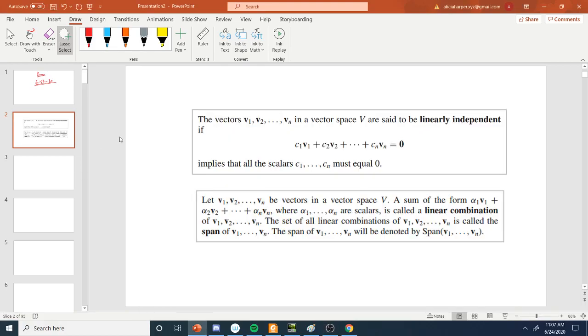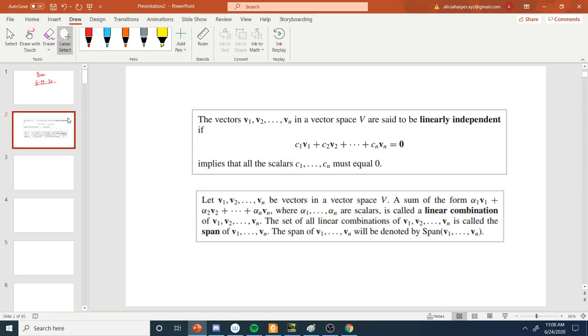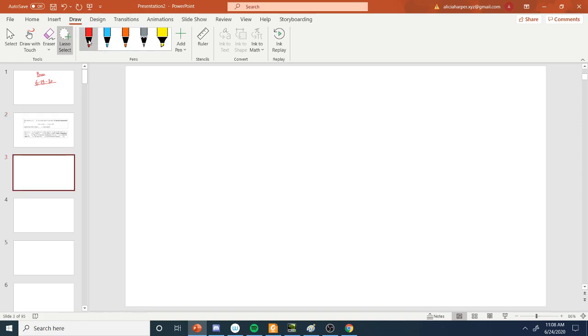All right, hi everyone, and welcome to today's lecture on bases. Before I get into talking about bases, I want to review some things I was talking about last time, namely the notion of linear independence and span. So let's go through these.